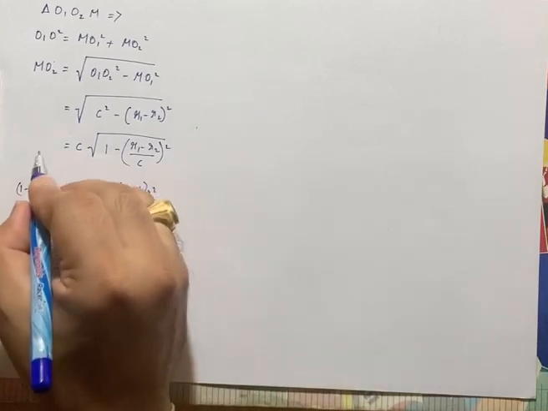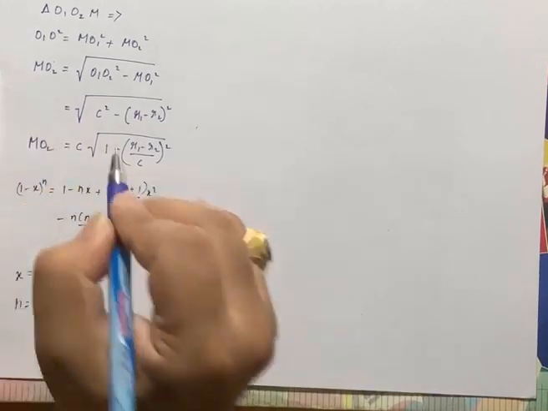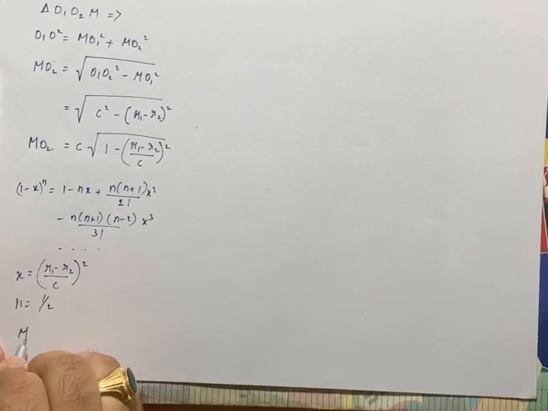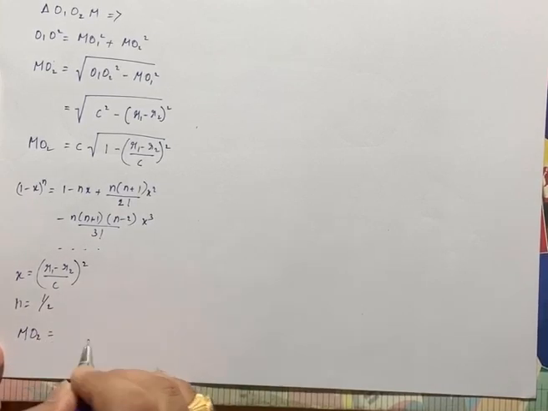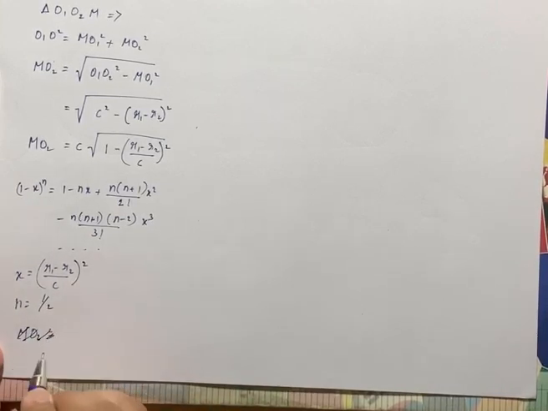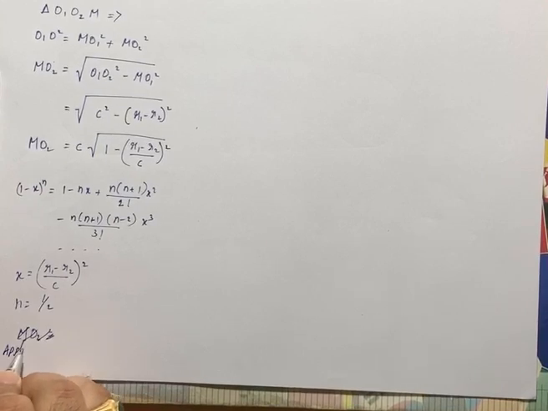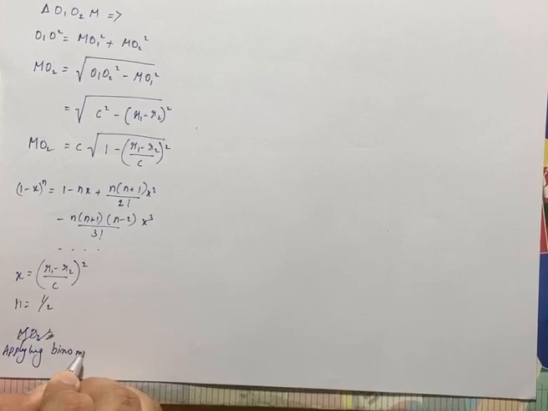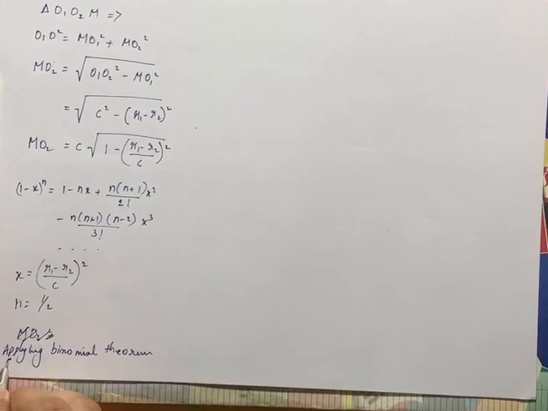So I will write this equation, that is M O2 is what? Here I will apply the binomial theorem and neglect the highest power.